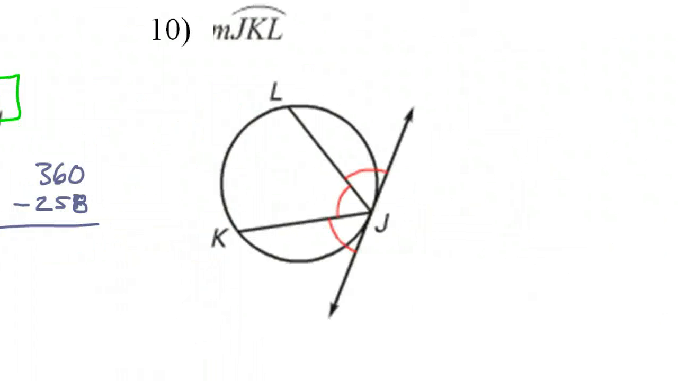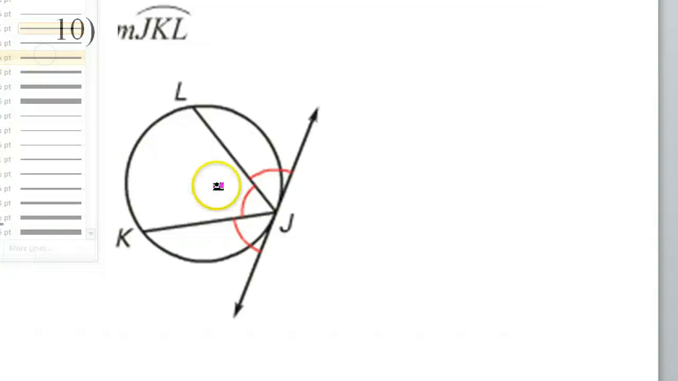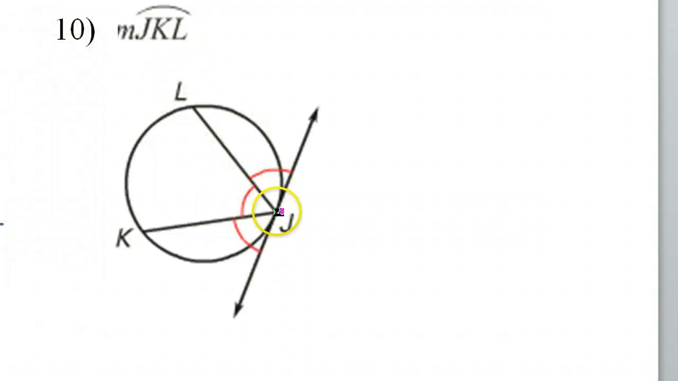Okay, let's see what's happening with number 10. The measure of arc JKL. JKL, that's this whole thing right here. Watch this. Arc JKL starts here and ends here and goes through K. So that's going to be like this. That's what we have to find the measure of.